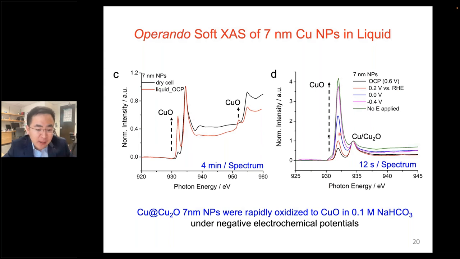This tells you that for those very small nanoparticles, the beam is really oxidizing the copper and the cuprous oxide into cupric oxide in liquid. This is an irreversible oxidation. That's a very strong interaction among the sample, the liquid, and also the X-ray. And eventually, this is something we have to eliminate before we report reliable electrochemical analysis.